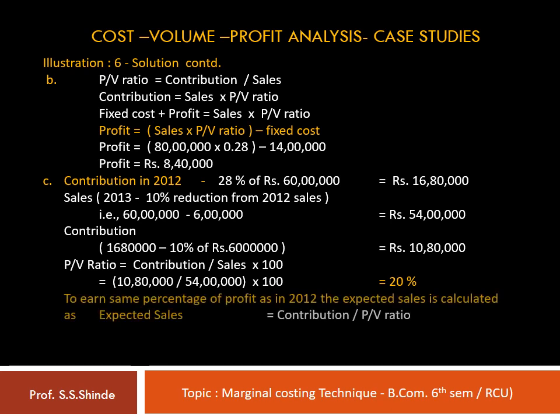So, to earn the same percentage of profit as in 2012, the expected sales is calculated as expected sales is equal to contribution divided by PV ratio. So here the contribution is 16 lakh 80,000 divided by 0.20, that gives us a sales volume of 84 lakh rupees.